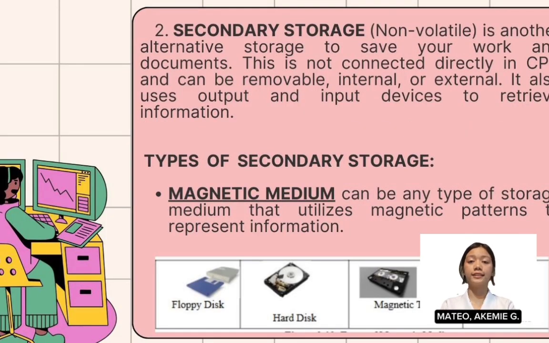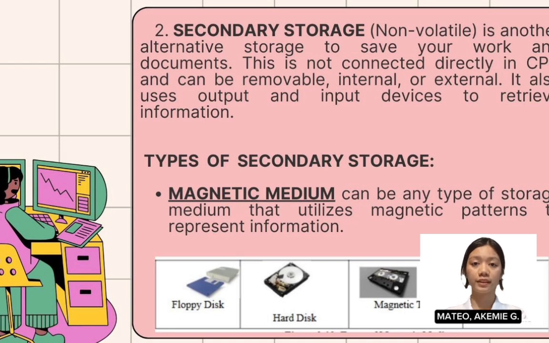And next one is the secondary storage. Mainly, it's not connected to the CPU and is non-volatile. It can restore data and software while separated from the computer. An example of this is the flash drive. We also have different types of secondary storage: the magnetic medium, optical medium, and flash memory.